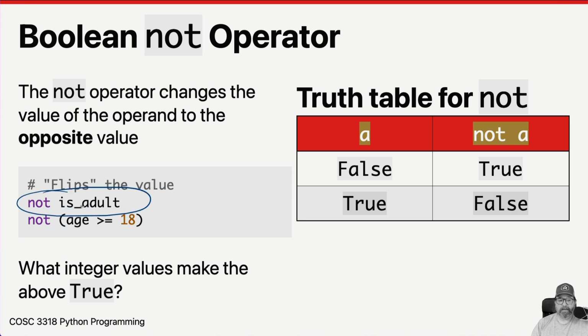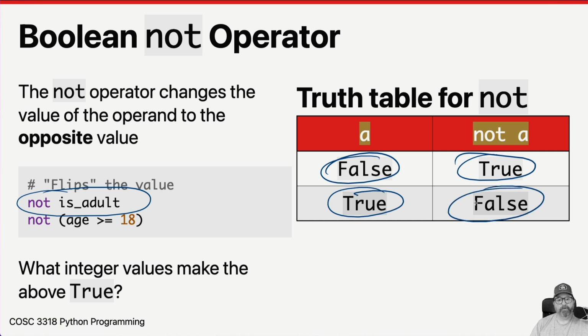Not is adult, what values? I've already answered that, so you can figure it out yourself. But if the value is false, then not false is true. And if the value is true, then not true is false. So it flips that around. It changes it to its opposite value.